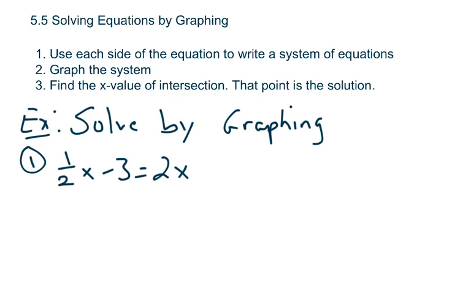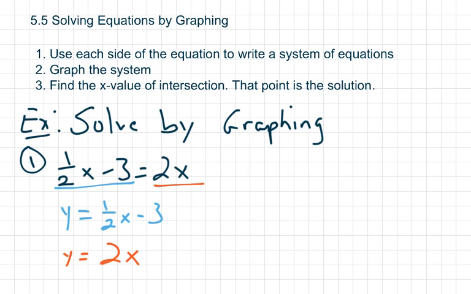So, step number 1 says use each side of the equation to write a system of equations. Okay, so here's one side of the equation. That's going to give us y equals 1/2 x minus 3. The other side of the equation gives us our other equation for our system, y equals 2x. Okay, so there's step 1. Use each side of the equation to write a system of equations. Step number 2 says I need to graph the system.